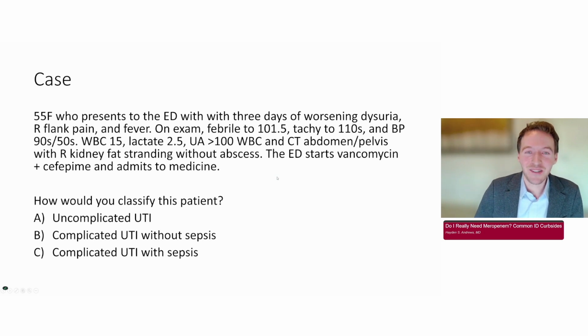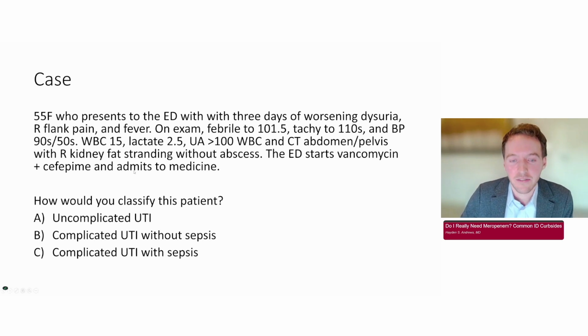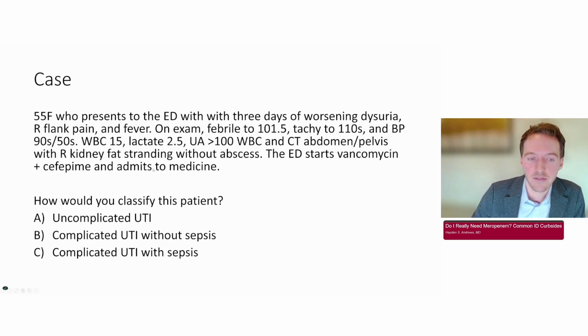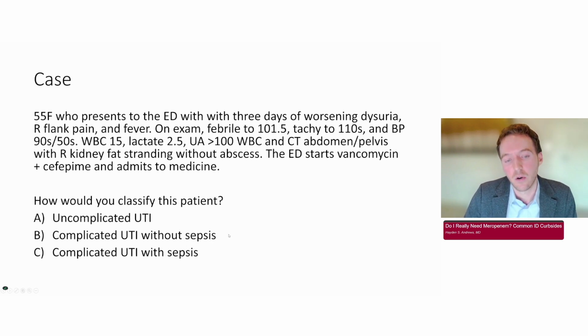So my first question, which seems very simple on its face value, and you might have thought that this question was going to ask you what antibiotic to choose, but instead we're actually going to start a few steps behind that. So I want you to classify this patient as an uncomplicated UTI, a complicated UTI without sepsis, or a complicated UTI with sepsis. Think about that for a second.